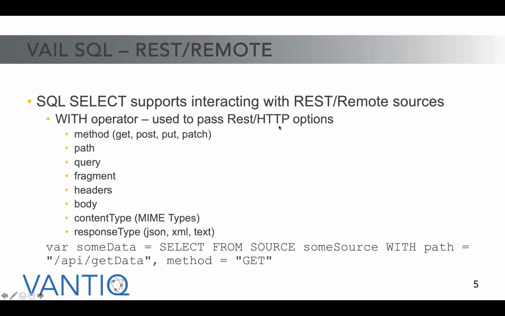if the REST source has only the base URL, you can pass along fragments, headers, and then of course the body. You can specify the content type and the response type. So here's an example. For example, you can assign that select to a variable. So we put variable some data equals select from source some source with path equal API get data method get.